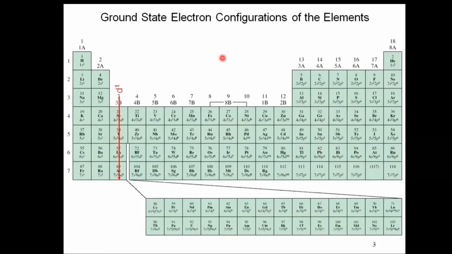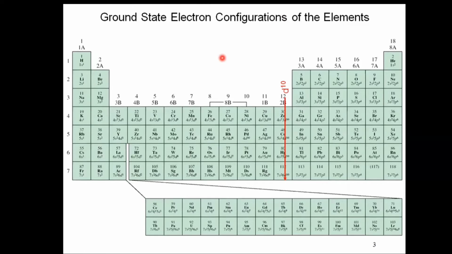Now comes the transition series. They have d1 to d5 and then up to d10 electronic configuration. d10 and d5 are stable because they are completely filled and half filled. Now the lanthanide series has 4f and the actinide series has 5f configuration.